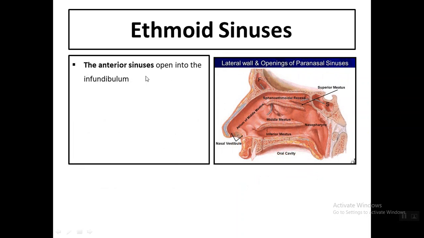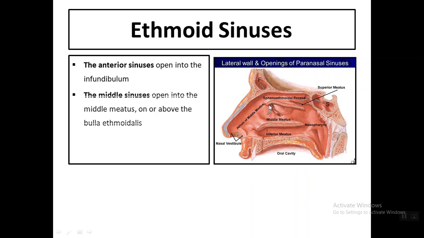Ethmoid sinuses: the anterior sinuses will open into the infundibulum, here into the infundibulum, يعني into the middle meatus. And the middle sinuses will open into the middle meatus, on or above the bulla ethmoidalis. وال posterior sinuses will open into the superior meatus.